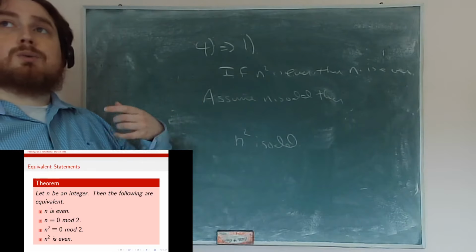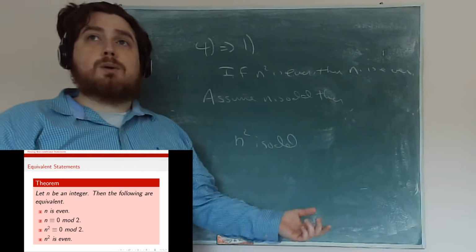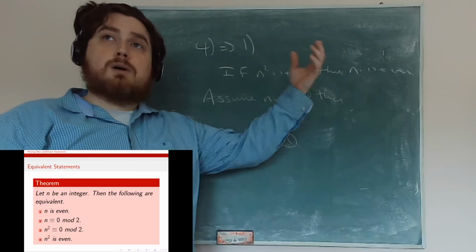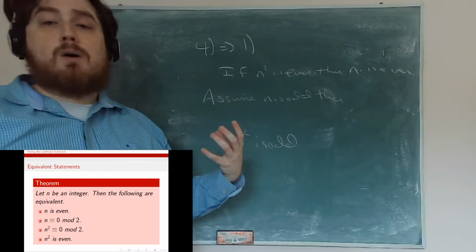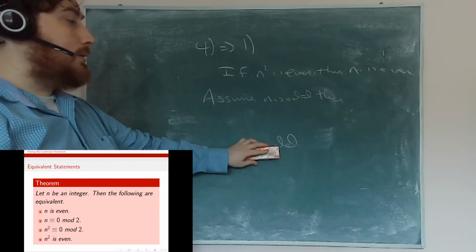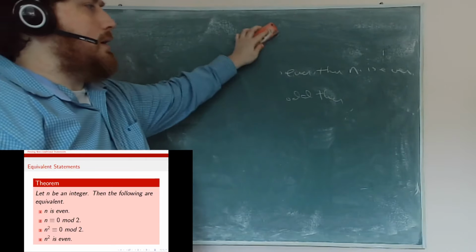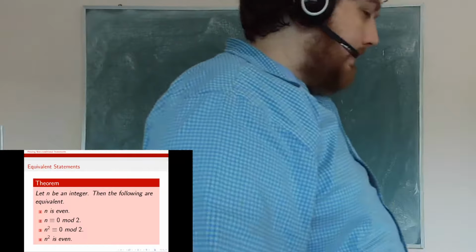So what have we shown? We've shown 1 implies 2 implies 3 implies 4 implies 1. Hence, if we just follow around in a circle, we get that all 4 of those things are indeed equivalent. Any questions on that one?